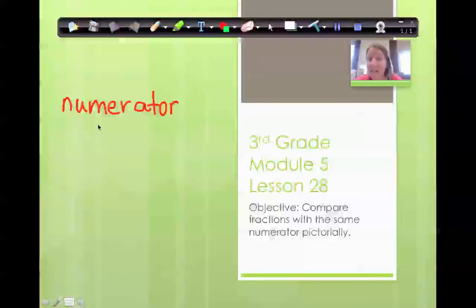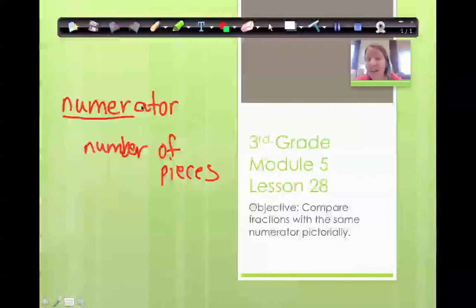It's a fancy word to say number of pieces. Do you see how I can remember that? Because it looks like numerator is my number of pieces on my fraction. So if I have 2/3, what is my number of pieces? Well, I know how many pieces the thing is cut into, but this is my number of pieces. This is my numerator. Okay? So we're going to be talking about making pictures where the top number is going to be the same, or the numerator is going to be the same.